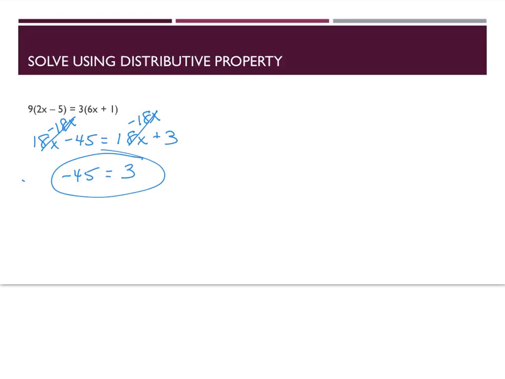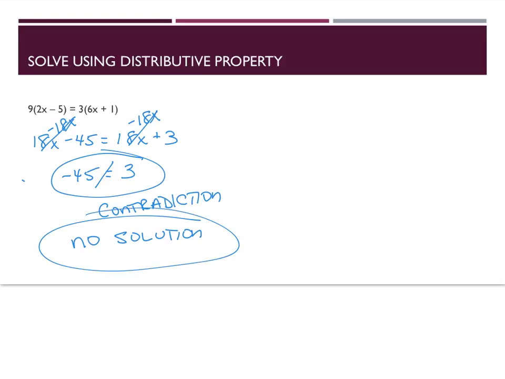Is this a true statement? No. Negative 45 is not the same as 3. This is called a contradiction. In a contradiction, nothing works. No solution. That means no matter what number we pick for x, I will never end up with the same thing on both sides. No solution. That's what we say when we mean nothing will work.